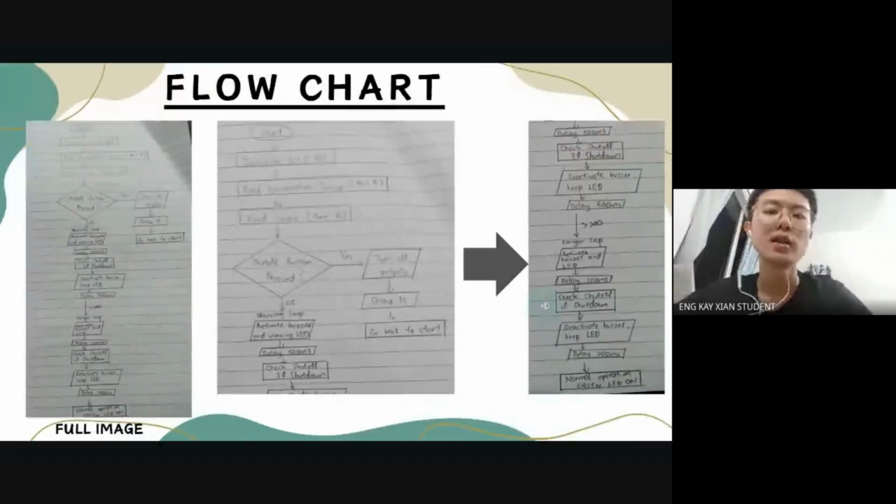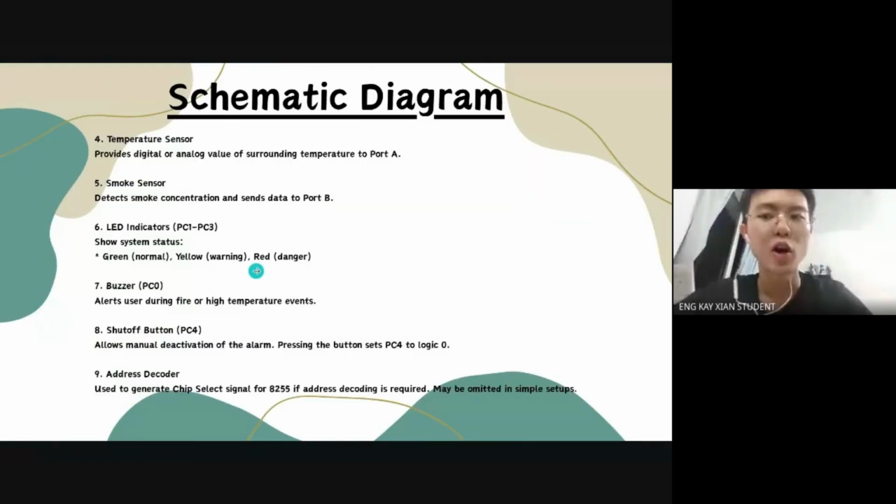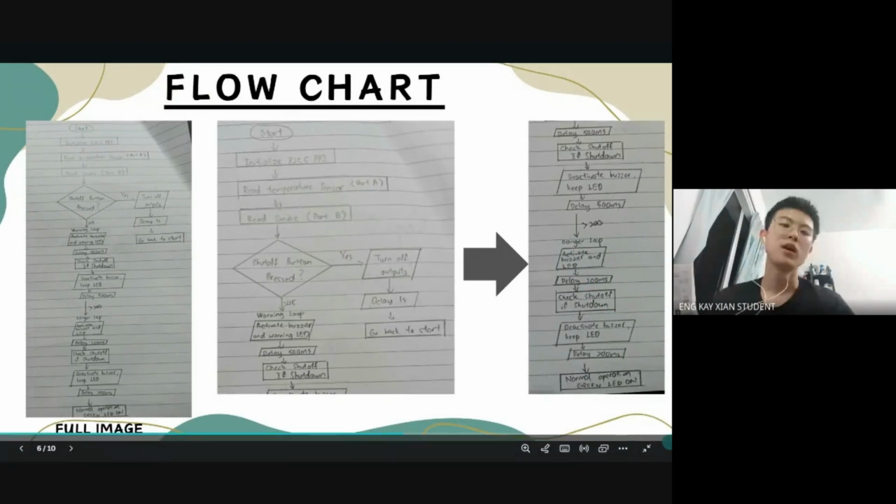And the last is the address decoder. If multiple devices are used or address range management is needed, a decoder such as a 74LS138 can be used to generate the chip select signal for the 8255 based on the high order address lines A8 to A15. So this is my presentation. I will pass it to the next person, Kaishin, to explain the flowchart for the coding.